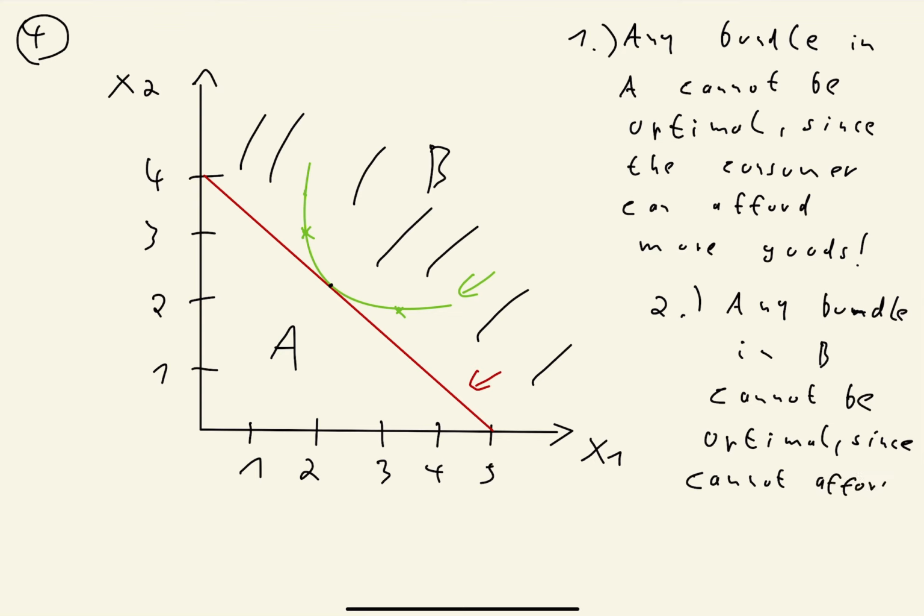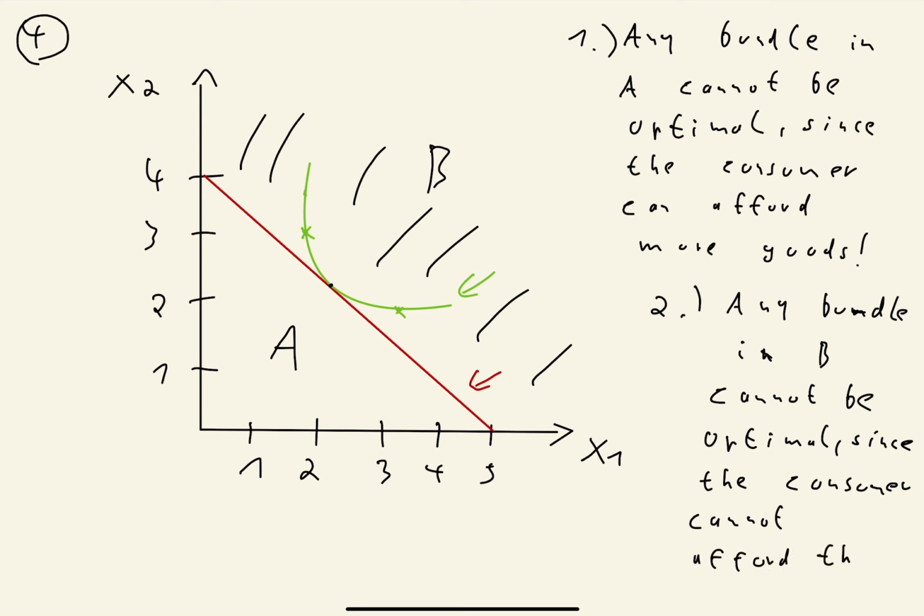If you write down an optimization problem, you will maximize the utility function of the consumer with respect to the goods which are available, such that the budget constraint must be fulfilled with equality. You cannot consume bundles which you cannot afford. So this is the simple answer. Any bundle in B cannot be optimal since the consumer cannot afford them.